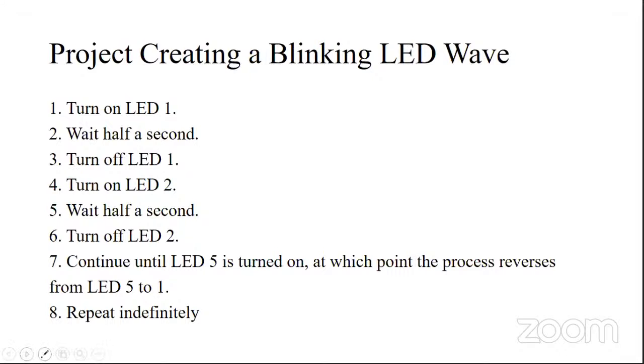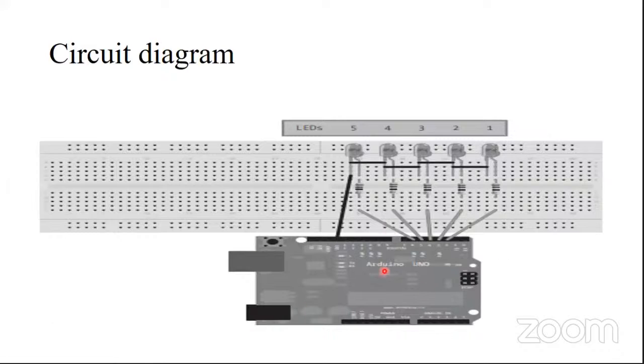So when I ask this of you guys, this is the circuit diagram. Here I give some pins like 2, 3, 4, 5, 6. These pins are for positive, so all these pins are connecting with the positive, and all the LED negative pins are connected together and connected with the ground. So this is a simple circuit diagram.